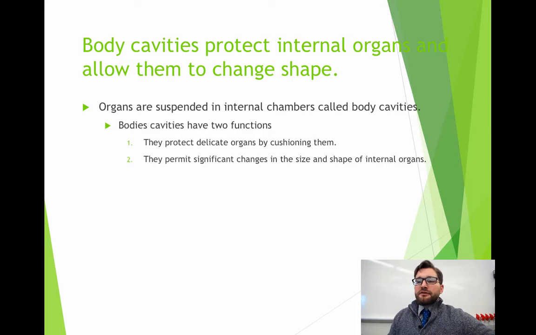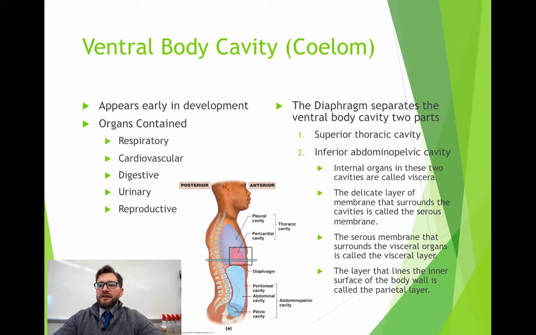Our organs are in chambers within the body called body cavities. There are 2 major functions to these body cavities. They help to protect delicate organs, giving them cushioning, and they also permit significant changes in size and shape of the internal organs. The central body cavity is also known as the coelom. The coelom develops early in development. It contains the respiratory, cardiovascular, digestive, urinary, and reproductive systems.